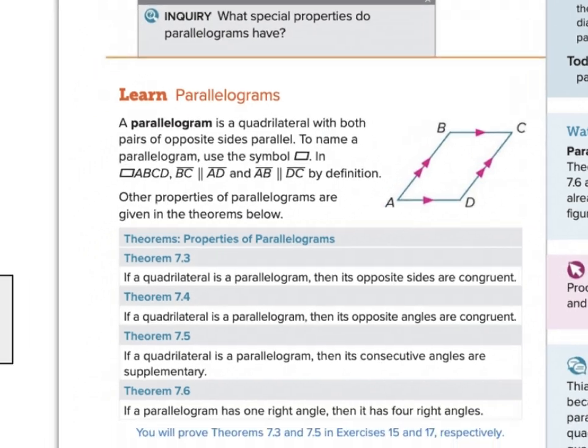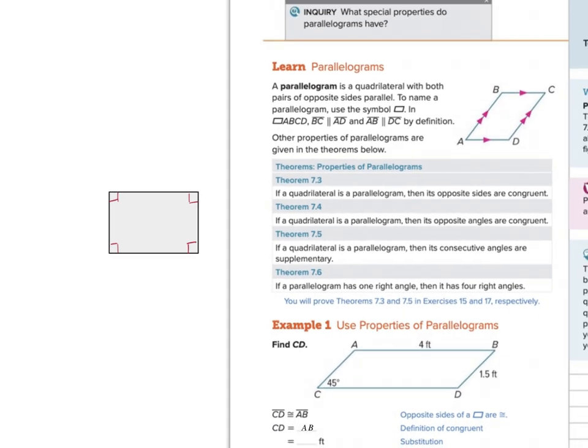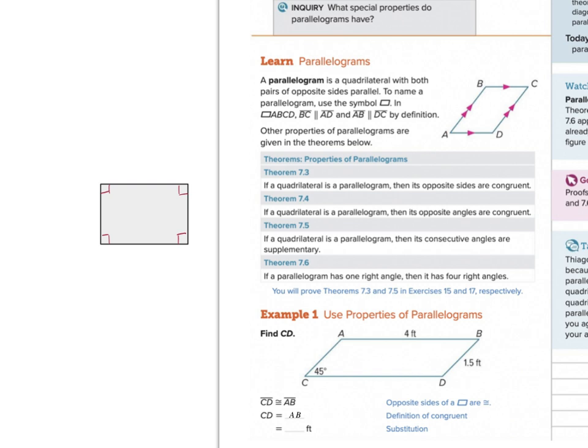Other considerations. Hopefully you can see here that this is a rectangle. It's intended to be a rectangle, and a rectangle is a parallelogram, so I'm going to use it as our example. If a quadrilateral is a parallelogram, then the opposite sides are congruent. Opposite sides of the parallelogram are congruent, which would be very reminiscent of a rectangle for us in the past. Then, if a parallelogram, the opposite angles are congruent.